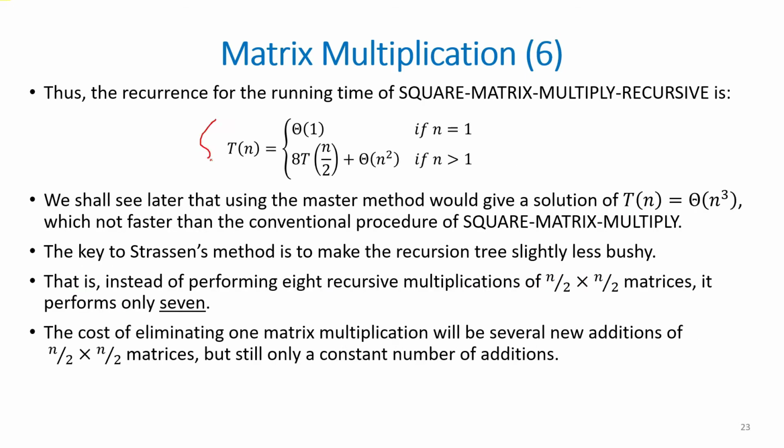Now, given this recurrence equation, later on using the master method, we will show you that the solution is T(n) equal to θ(n cubed). So it is not faster than the naive method that we had shown you in approach 1. So the key to Strassen's method is actually to try to reduce the number of multiplications from 8 to 7. It replaces one of the multiplication operations by a number of addition operations, and therefore it reduces the order of running time from n cubed to something lower than n cubed, which we saw was n to the power 2.81.